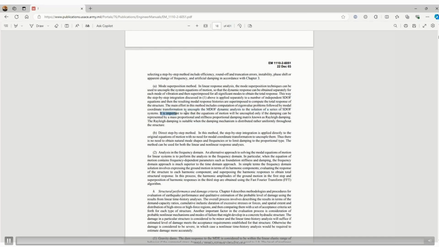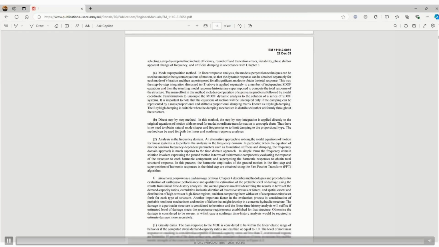It is important to note that the equation of motion will be uncoupled only if the damping can be represented by a mass proportional and stiffness proportional damping matrix, known as Rayleigh damping. So Rayleigh damping is important for this mode superposition. Rayleigh damping is suitable when the damping mechanism is distributed uniformly throughout the structure. But in our case we have considered zero damping for the foundation material. It is not distributed, so it is not suitable for our case. Then let's see the direct step method.